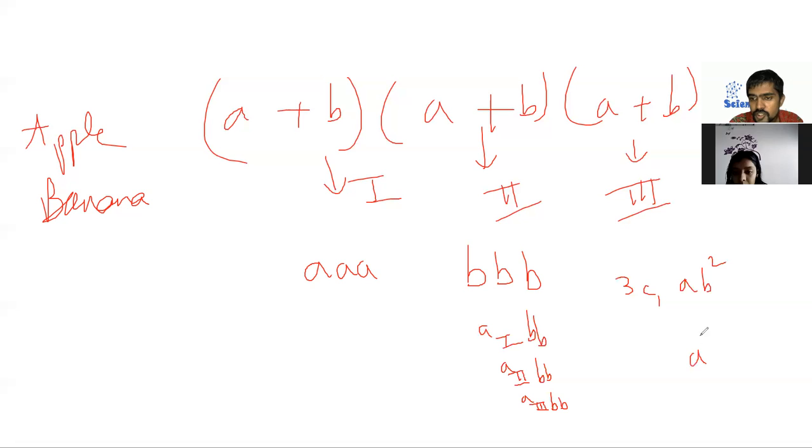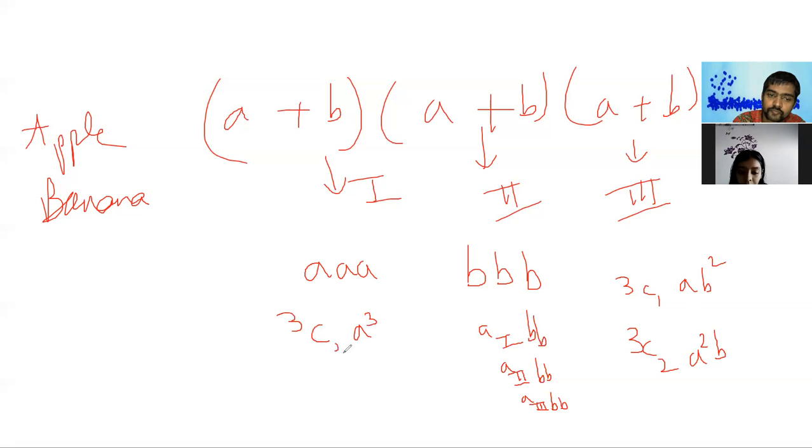Likewise, if you want a square b, what does it mean? From 3 apples, you're choosing 2 apples. Here you got a cube. A cube means what? From 3 apples, you're choosing 3. Here, how many apples do you have? 3. These are apples. Are these apples? Banana. So how many apples did you choose here? 0.